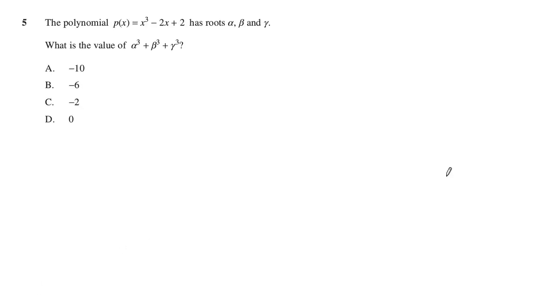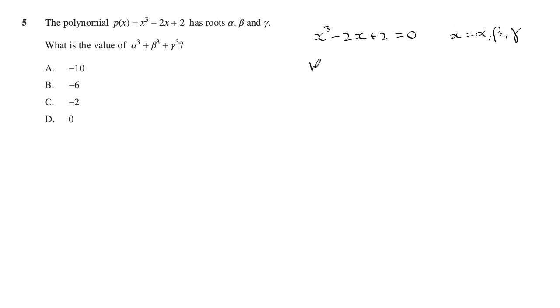Question 5. Okay, it is possible to do this one by saying alpha beta gamma equals -2 and alpha plus beta plus gamma equals 0 because that's the coefficient on the x squared and so on, and try to manipulate those equations until we get the value of alpha cubed plus beta cubed plus gamma cubed. But there is a much easier way, which is to think of it as x cubed minus 2x plus 2 equals 0. That has the solutions x equals alpha, beta, and gamma.